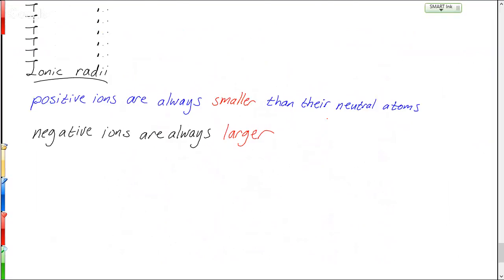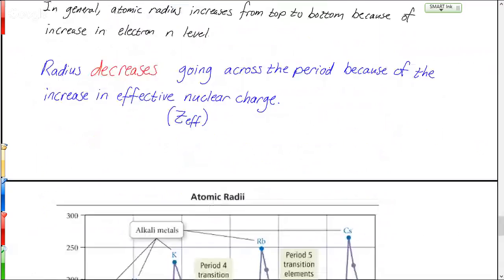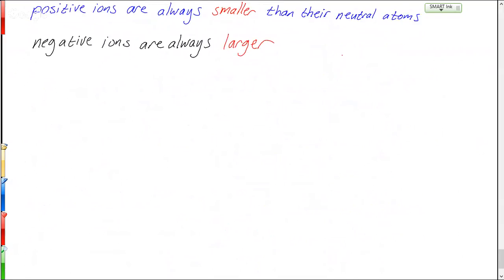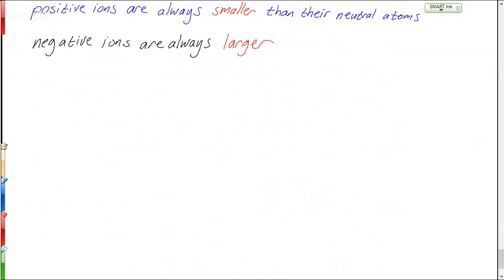Okay, so now we've got 2 good trends that we can explain using effective nuclear charge, the atomic radius and the ionic radius. And we're going to look at a couple more, and that'll be it. Let's keep our numbering scheme here. So we did 1, we did 2. So let's look at 3. Ionization energy.